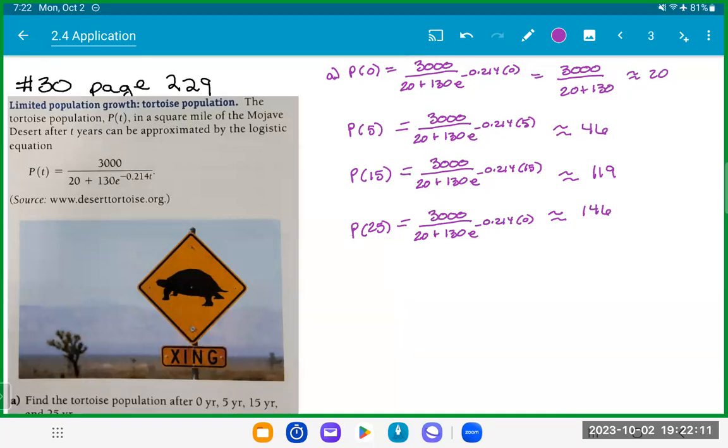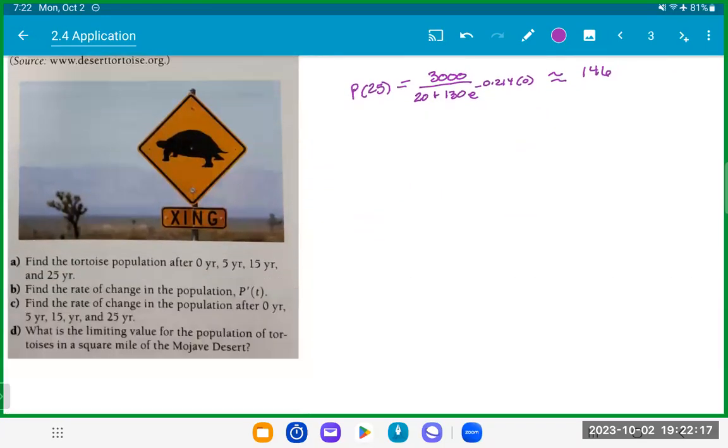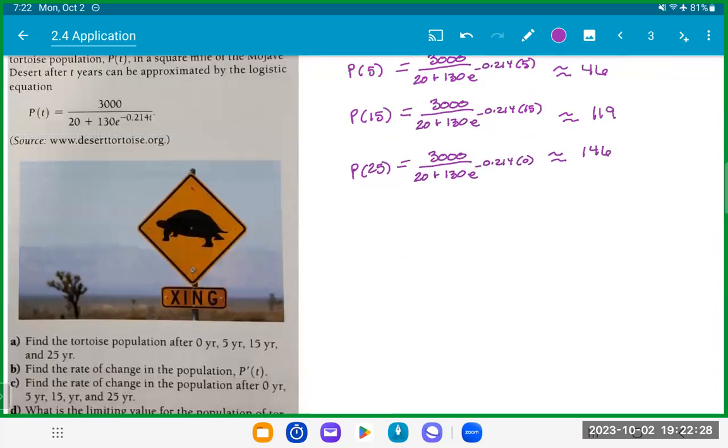Before we explore any further with that, let's move on to question B, which says find the rate of change in the population. That is the derivative, right? So for part B, let the numerator of the function be our f of x, so f of x equals 3,000, and g of x equals the denominator, which is 20 plus 130 e to the negative 0.214t.